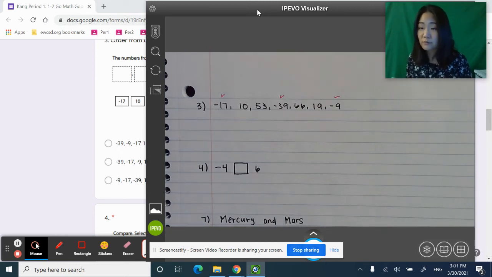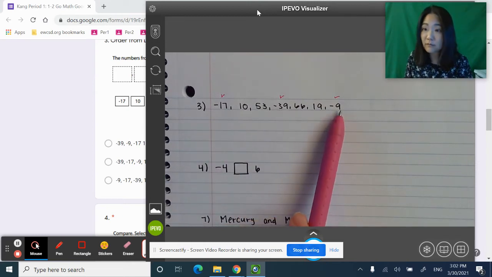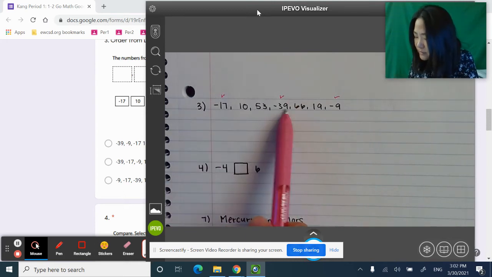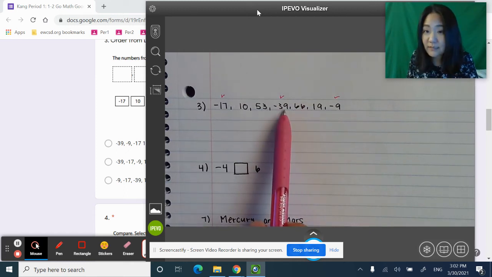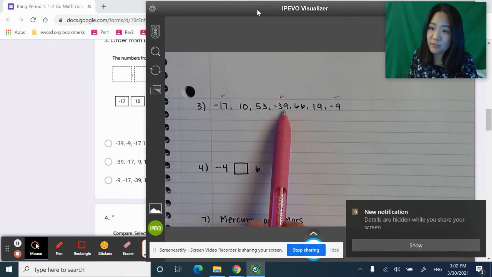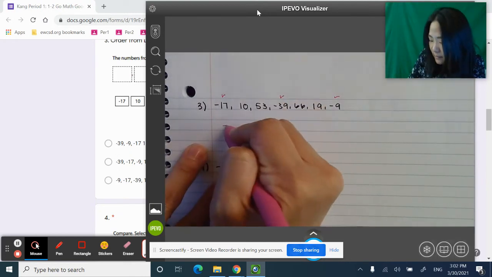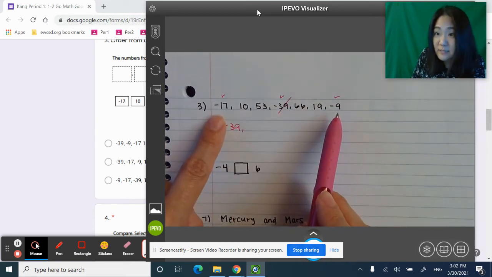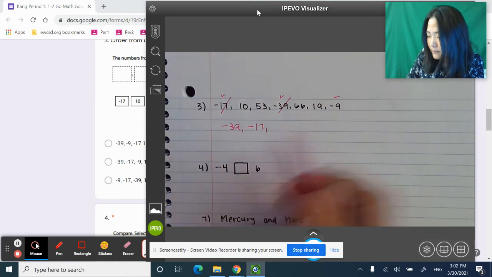So when you order from least to greatest, your smallest numbers are going to be the negatives. And if there's 0, it'll be 0. And then you will move to the positive numbers. Out of these 3 negatives, which one has the smallest value? Remember again, the biggest negative has the smallest value. The number that's farthest away from 0 to the left has the smallest value. So your least number is -39. Then between these two, the next smallest value is -17. And then -9.